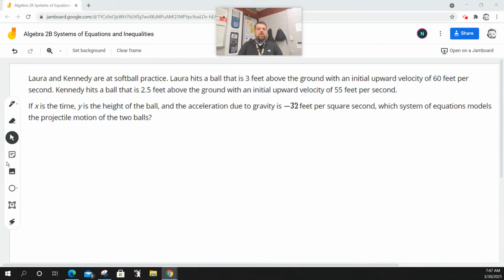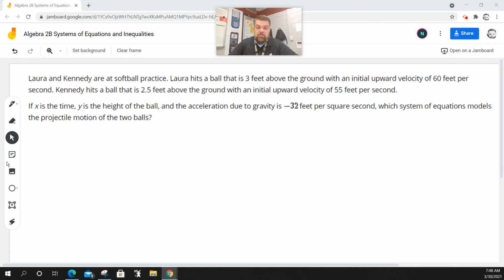All right, so this one says Laura and Kennedy are at softball practice. Laura hits the ball that is 3 feet above the ground with an initial upward velocity of 60 feet per second. Kennedy hits a ball that is 2.5 feet above the ground, and the initial velocity upward is 55 feet per second.